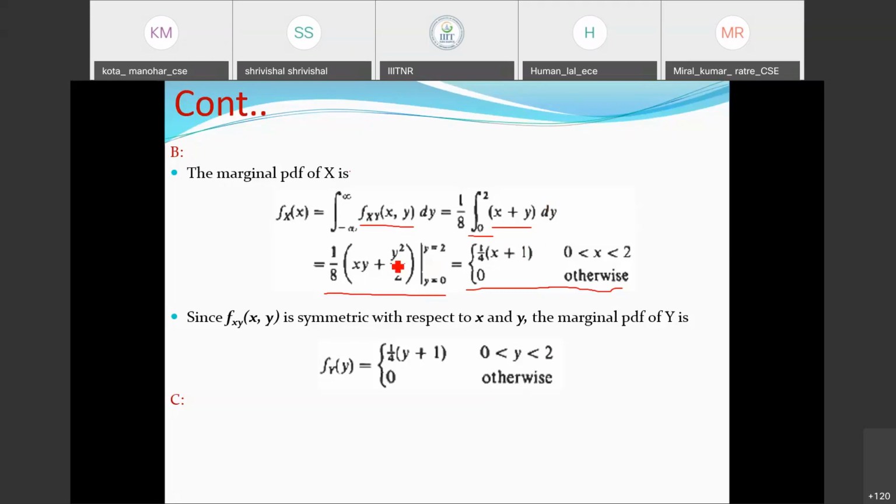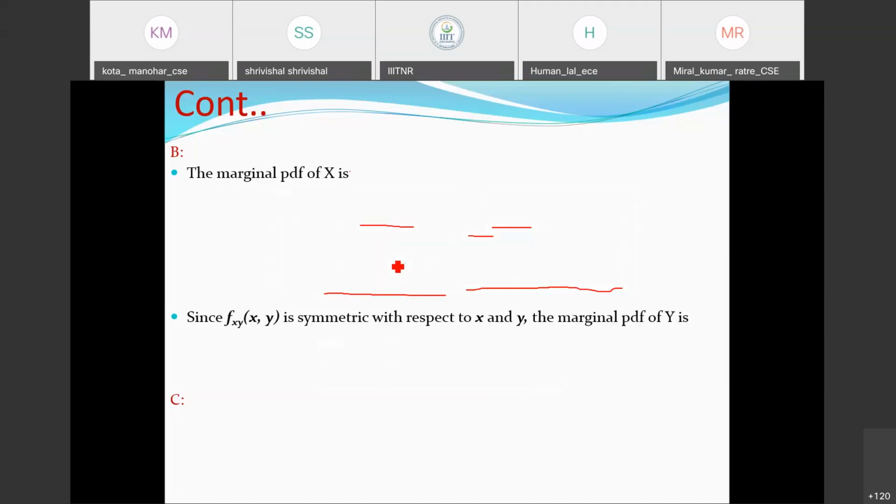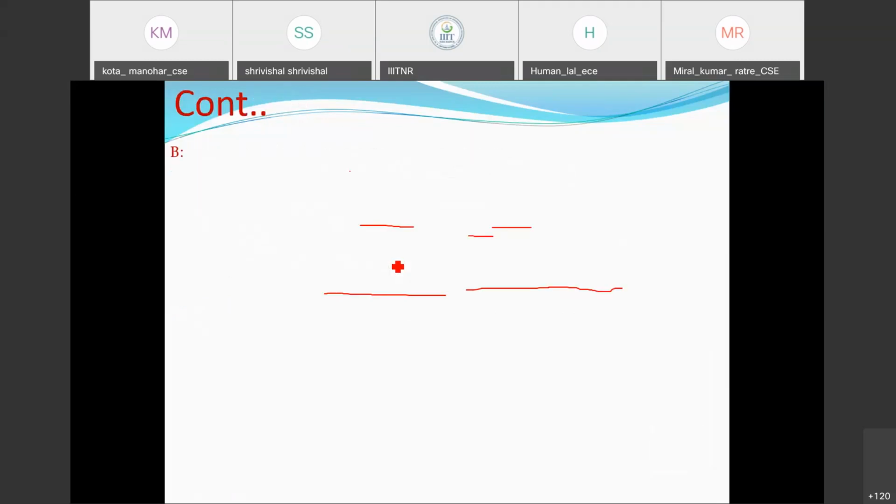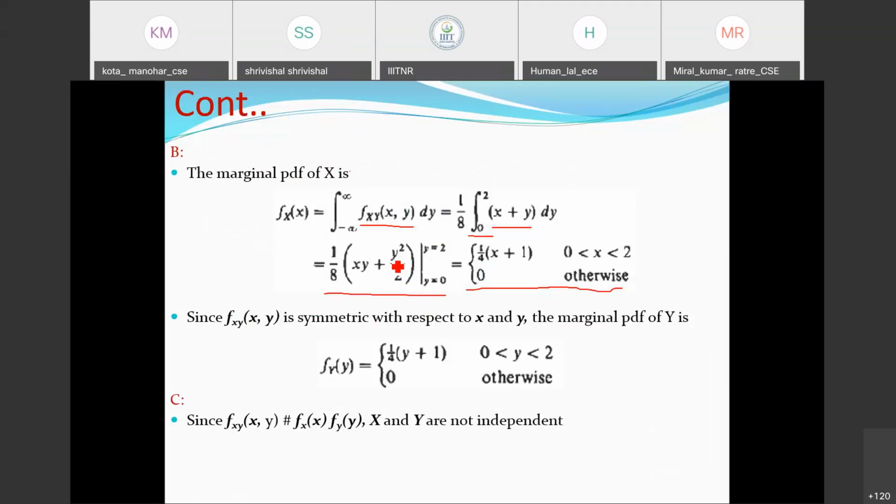So now we'll come to the third part. Are they independent? If you remember, there was a third question, third part here. Are x and y independent? What is the answer for the third part? Okay, it's very simple here. It's straightforward. You can find the answer if you just look at the function.